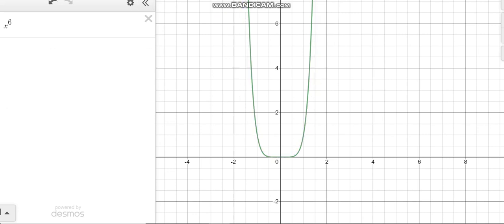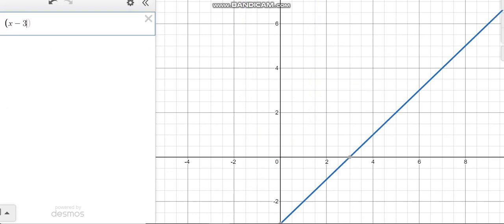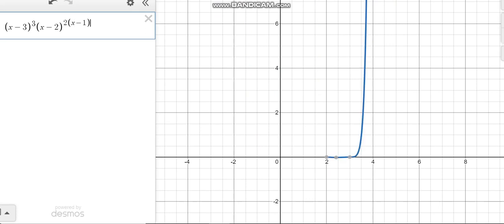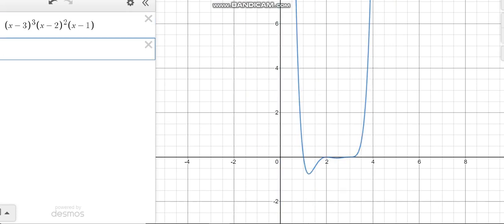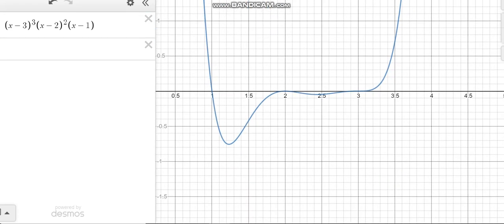So let's say for a degree 6 polynomial, I can write x minus 3 cubed, x minus 2 squared, x minus 1. And you have all 3 characteristics: the cut here, the touch here of the 2, and the saddle cut of the 3.